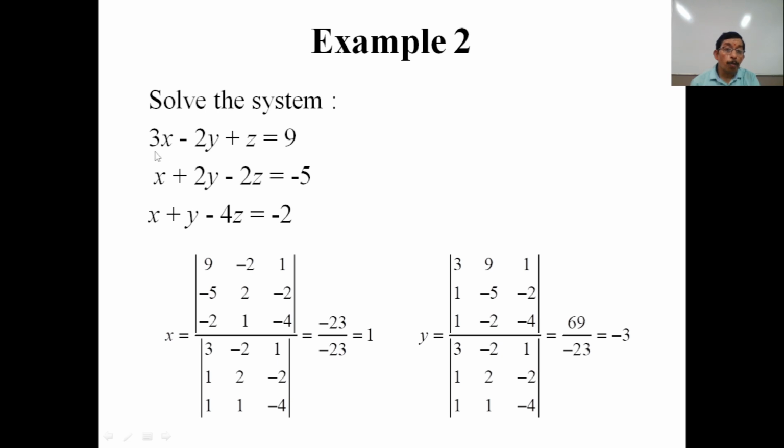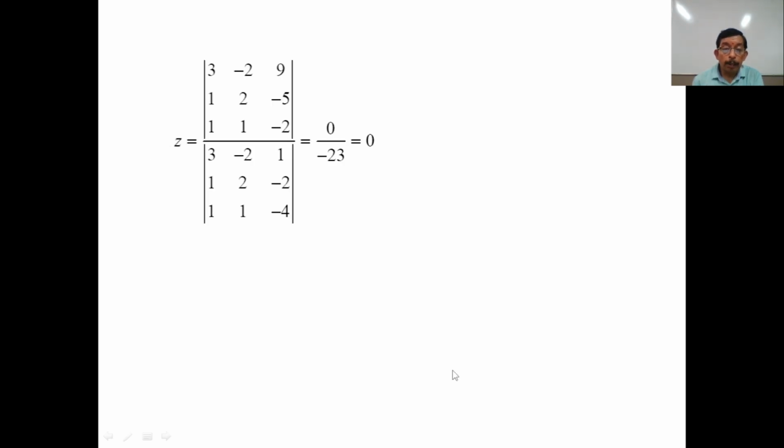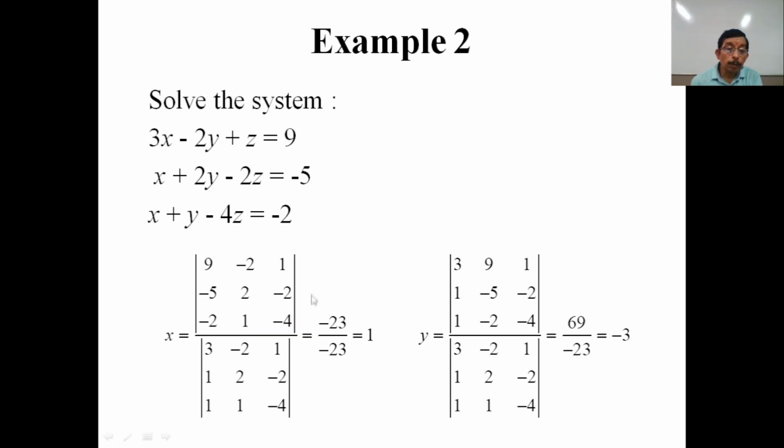X is equal to the determinant of the coefficient matrix of x, y, z where the first column is replaced, divided by the determinant of the coefficient matrix. In the numerator, the first column is replaced by the constant terms, that is 3, 1, 1 is replaced by 9, minus 5, minus 2. Divide both the values, the result is 1.